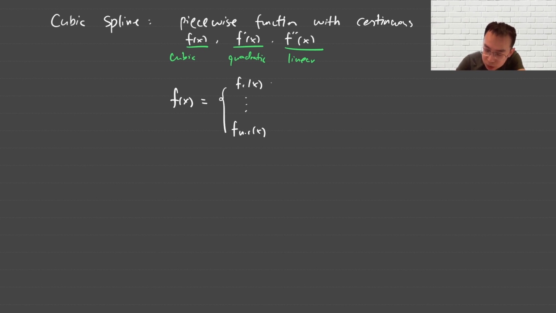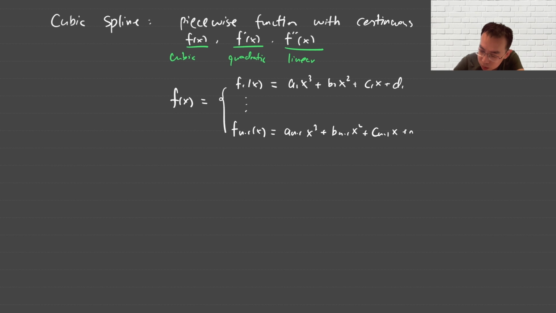So each piece is going to be a cubic function, a1 x cubed plus b1 x squared plus c1 x plus d1. That's the general way we write the cubic function. And the last one is a_{n-1} x cubed plus b_{n-1} x squared plus c_{n-1} x plus d_{n-1}. So we just define it for each segment.